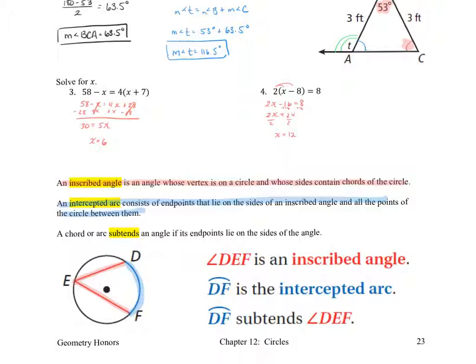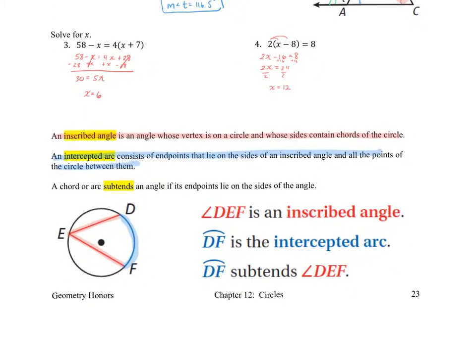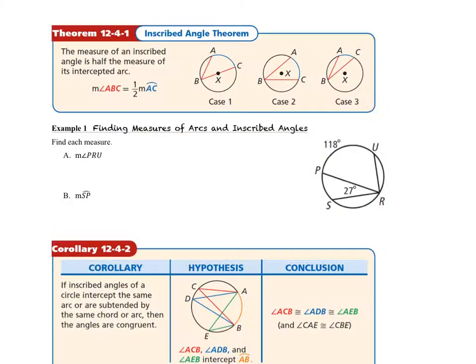And an arc subtends an angle if its endpoints lie on the sides of the angle. So what we're saying here is that angle DEF is an inscribed angle. It hits the edge, and the two segments that make up the angle are chords. DF is the intercepted arc, and arc DF subtends the angle DEF. We don't use the last one as much.